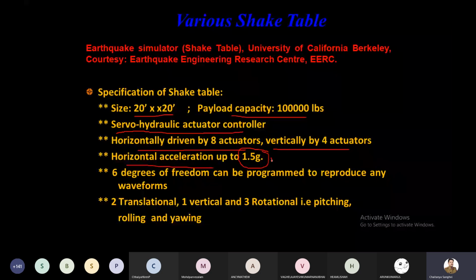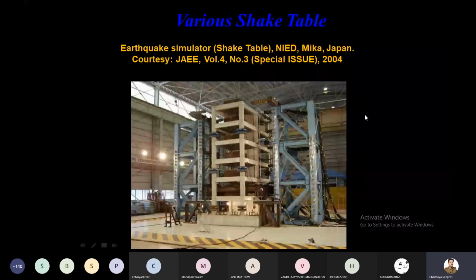This is the most important part: 1.5 G. As far as the shake table is concerned, these two things are very important: payload capacity and how much acceleration you can give, right? So basically, it is a 6 degree of freedom. You can program 2 horizontal translations, 1 vertical, and 3 rotations, right? So 6 degree of freedom. This is the world's biggest shake table, right? It is in Japan.